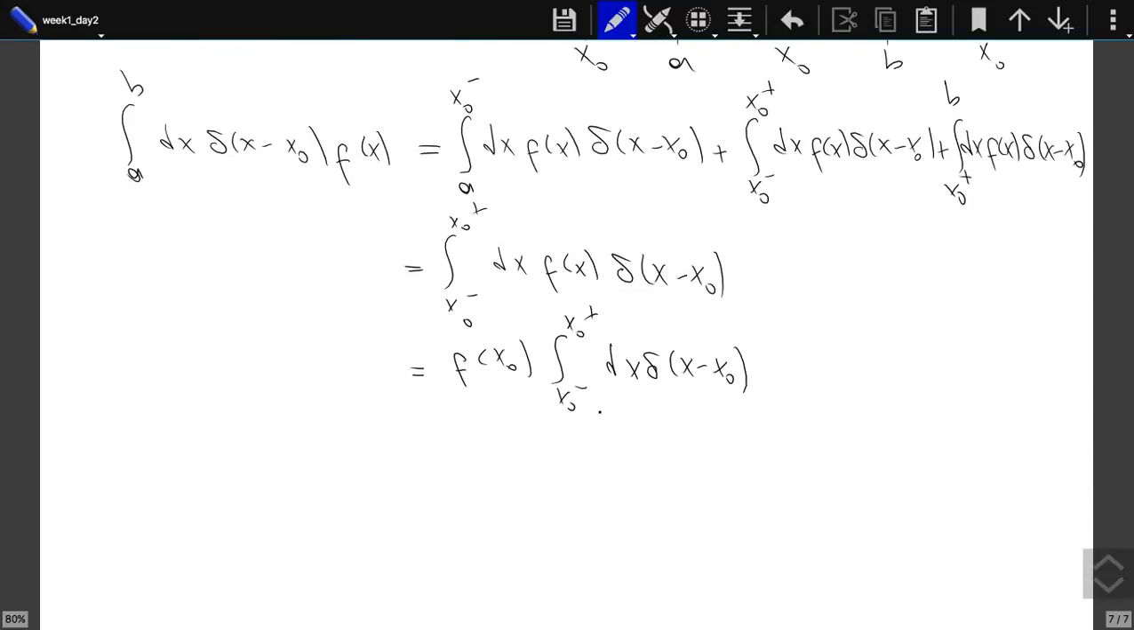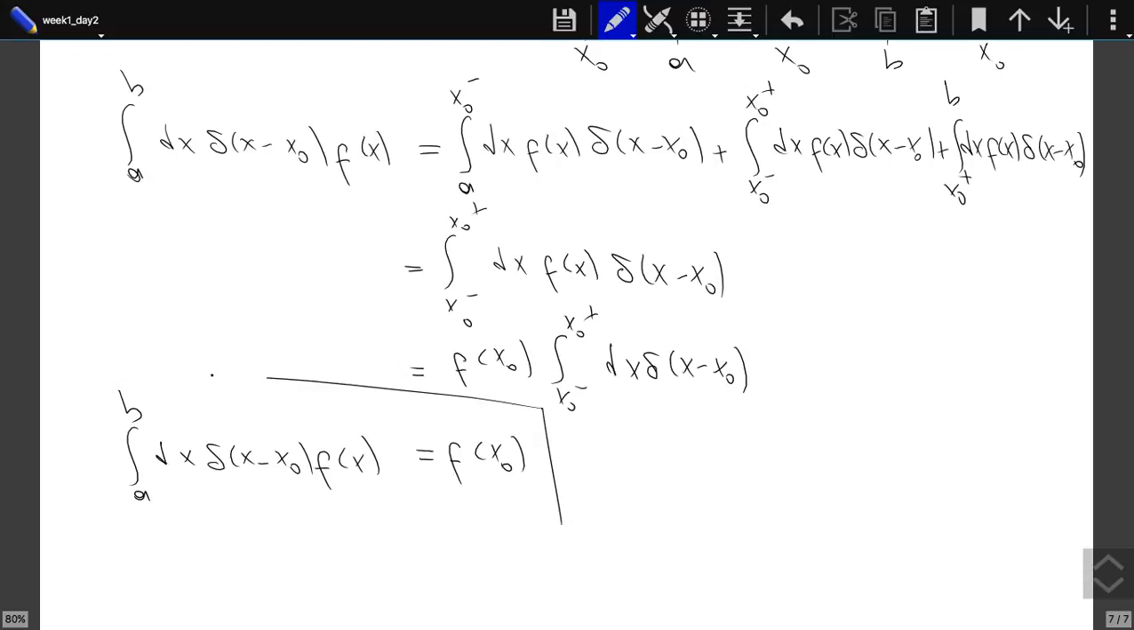But the integral of Dirac delta is just 1. Of course, before we were always mentioning from minus infinity to infinity, but it doesn't really matter because from minus infinity up to x0 minus or from x0 plus up to plus infinity, Dirac delta is 0 anyway. So this is equal to f of x0. This is if x0 is between a and b.